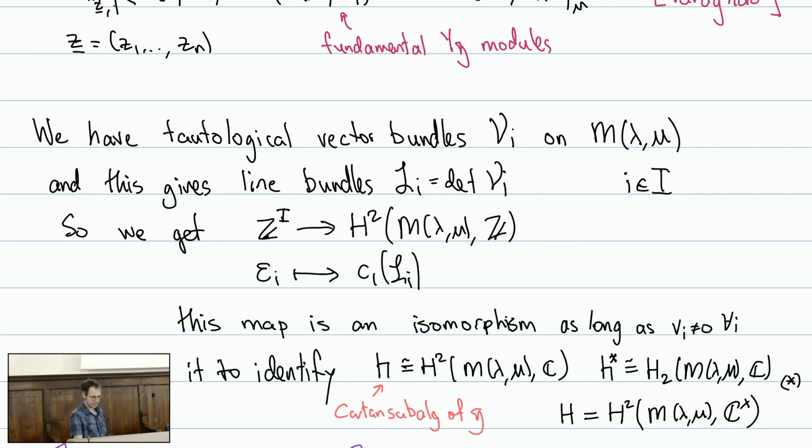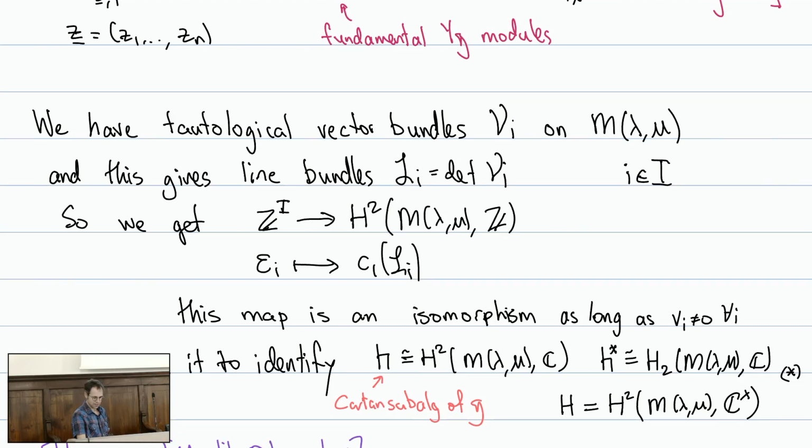Using that, we're going to identify this H upper 2, with coefficients in C star, with little h, the Cartan subalgebra of G. I don't write T because I'm trying to keep T for the torus acting on the quiver variety, not to be confused with this torus. So H upper 2 with coefficients in C is the Cartan subalgebra, H lower 2 with coefficients in C is the dual of the Cartan subalgebra, and capital H will be this Kähler torus, which is H2 with coefficients in C star.